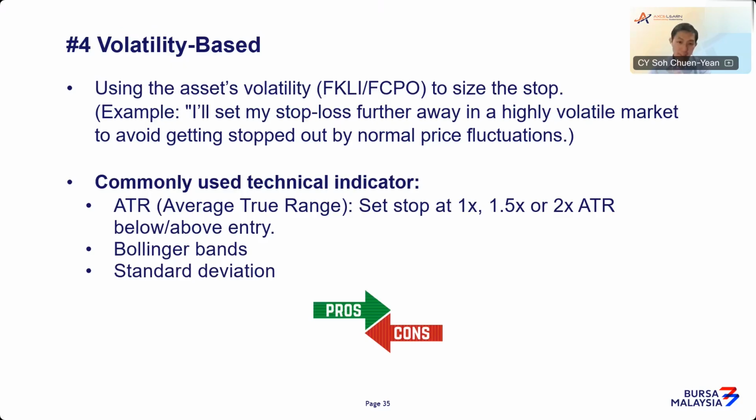There are many indicators or tools that can measure market volatility, such as the average true range, ATR. You can use Bollinger Bands, you can use standard deviations. And of course, due to time limitation, I am going to show you the commonly used approach, which is the ATR, the average true range method.